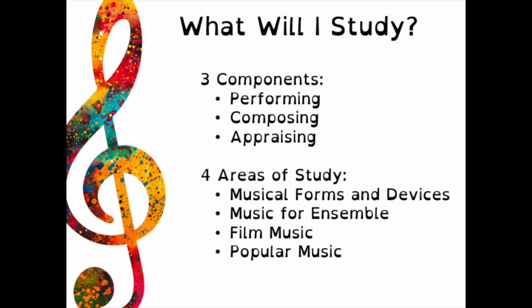Within this we will explore music from four areas of study. The first area of study is musical forms and devices, where we look at classical music. Secondly, music for ensemble, where we look at jazz, blues and musicals. Thirdly, film music. And finally the fourth area of study, popular music, which includes soul, hip-hop, reggae, ballads and rock. We think these are great areas of study with a diverse selection of music that you will really enjoy. Let's now take a look at the three components in a little more detail.